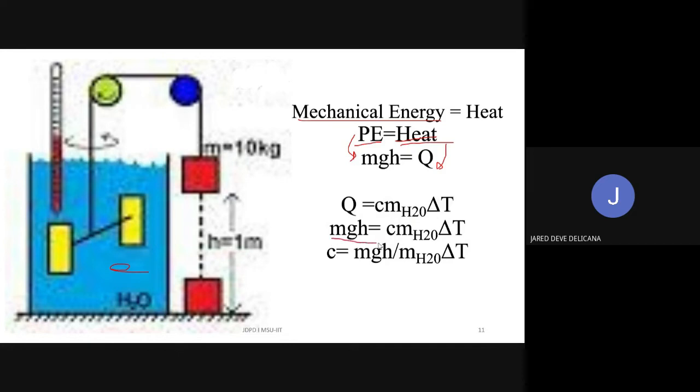So we can equate these two terms here. mgh is equal to C times m sub H2O times delta T. And we can calculate the specific heat of our material here. This is a constant, and this is unique to different types of material, and this in turn is equivalent to our J here, which is equal to W over Q.